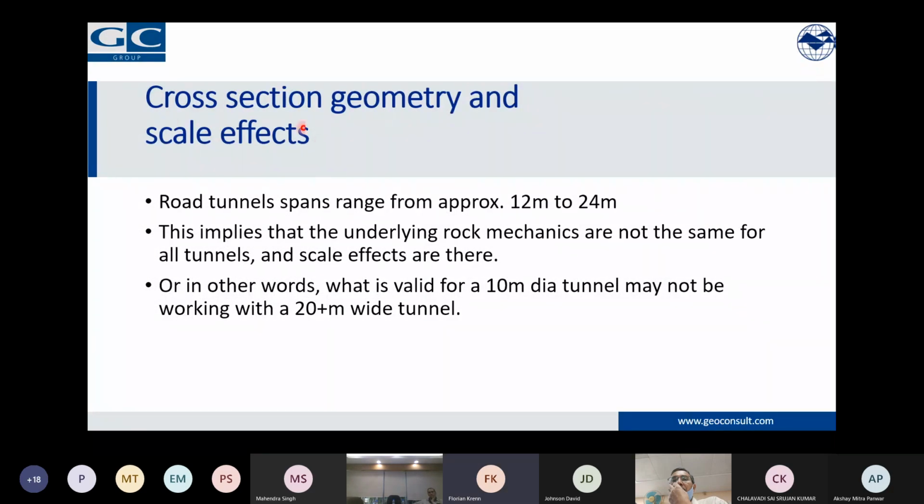So in a nutshell, it means that our cross-section geometries and the scale effects together give a mix, because our road tunnel spans range now from 12 meters to 24 meters width. And this also implies that our underlying rock mechanics, how we look at our rock mass, will not be the same for all the tunnels, and the scale effects have to be looked at. And that is especially important because when there is a design approach for a 10-meter diameter tunnel or a rock mass appreciation for a 10-meter tunnel, it will be different than working with a 20+ meter wide tunnel.